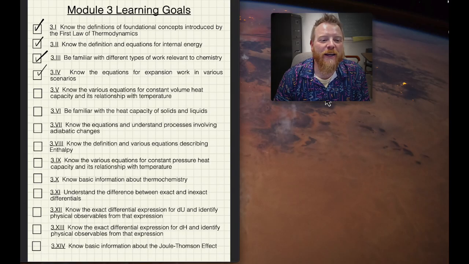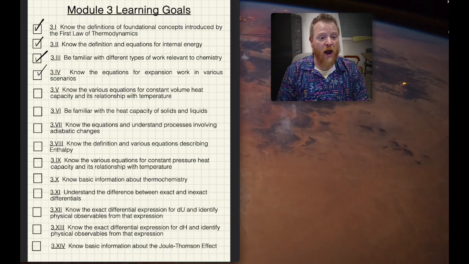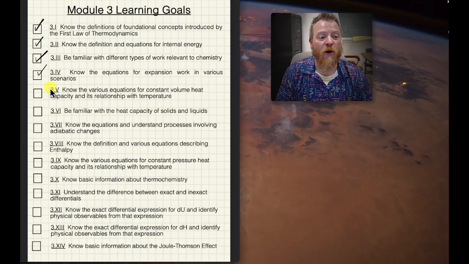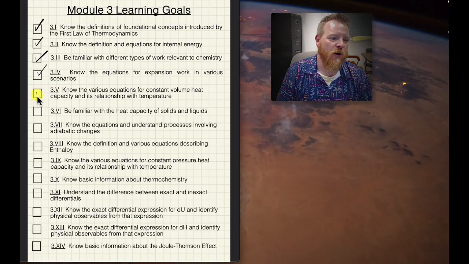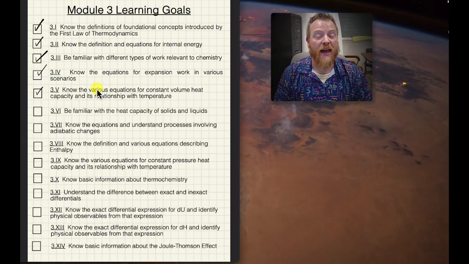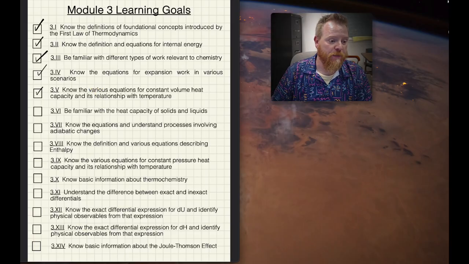Okay, folks, we're going to get into what I think hopefully should be some pretty common ground, getting into this thing we call heat capacity. So learning goal 5: know the various equations for constant volume heat capacity and its relationship with temperature.